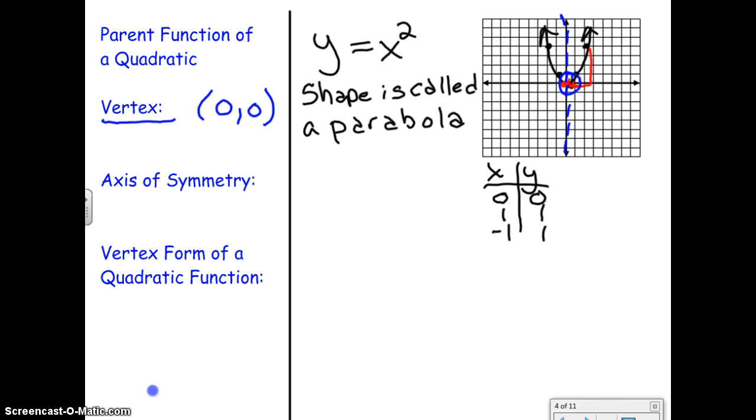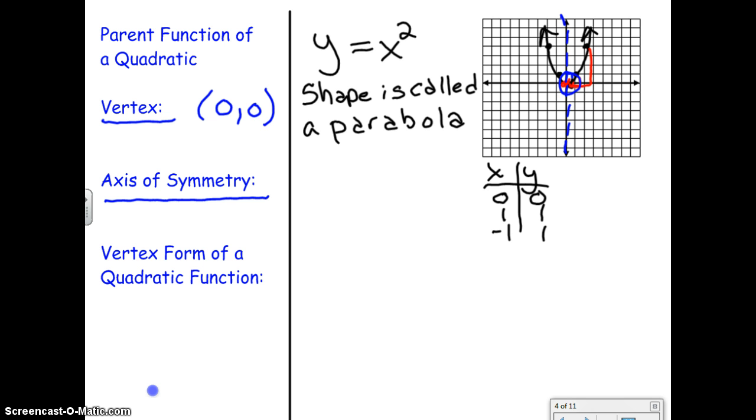If you guys take each half and you fold it over that middle line, you wind up having a symmetric shape because both sides would match up to each other. We call this line that folds your parabola in half the axis of symmetry. Your axis of symmetry is a vertical line.